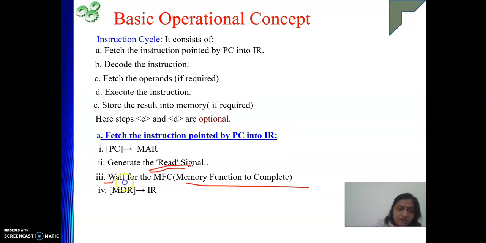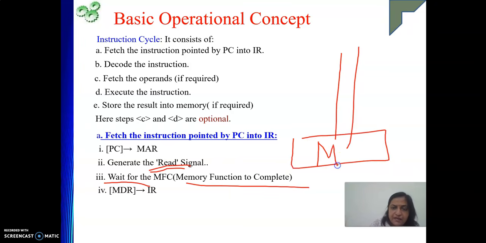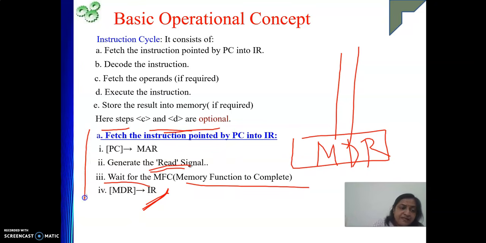Once your waiting is over, what does it mean? Data is there on the bus. That bus is connected to MDR, meaning data is in MDR. From MDR, I am now sending it to IR. Why? Because I have fetched an instruction, so it has to go to IR. So what have I completed in these 4 steps? Instruction fetching. Hope this much is clear.